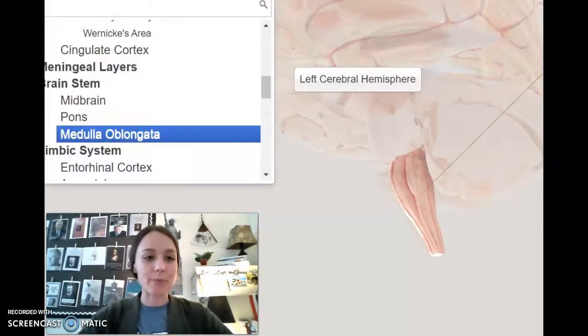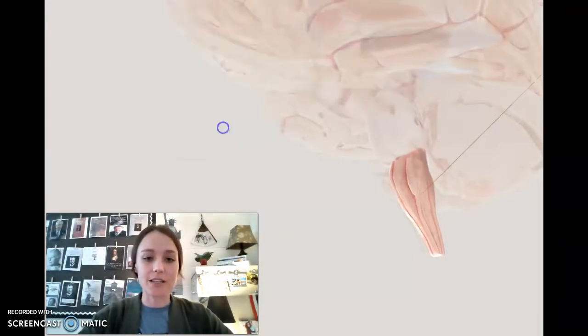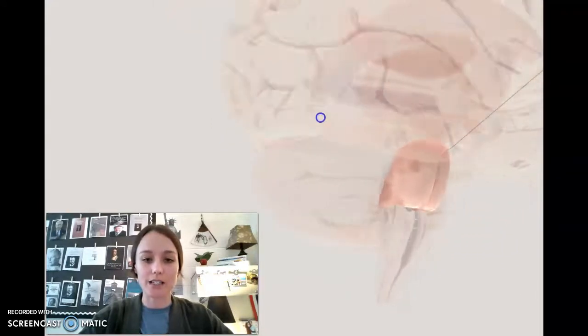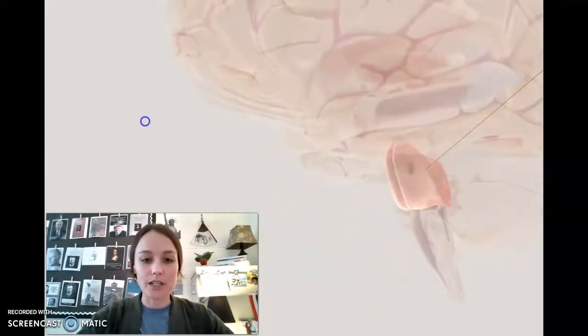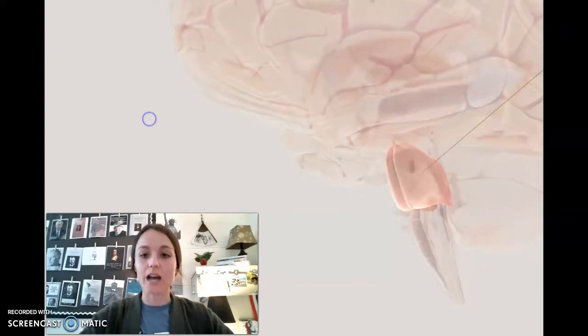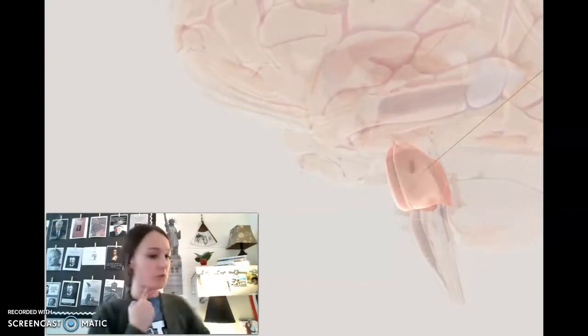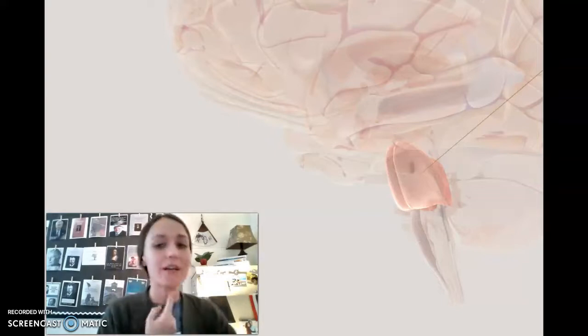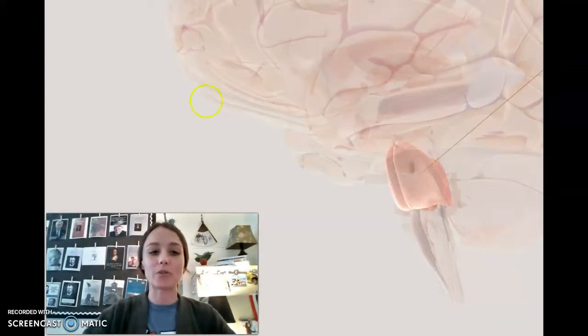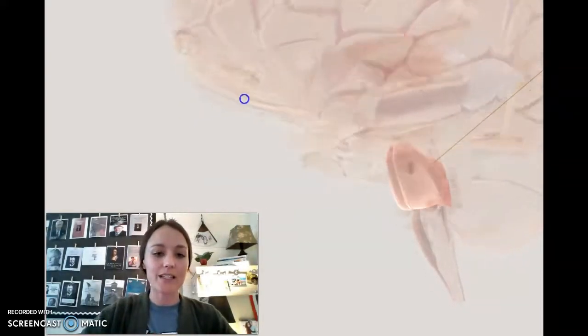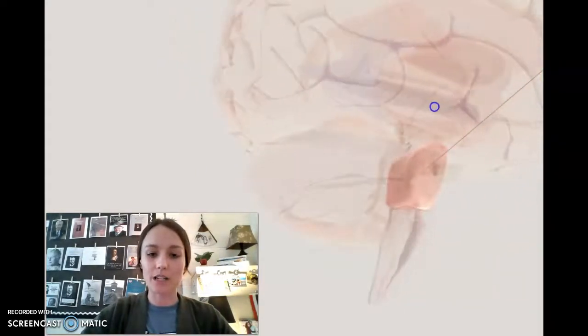The next brain part that my students need to know is the pons, and the pons sits directly on top of the medulla. It's a part of the brainstem, and I think it looks a little bit like an Adam's apple. Like if we were to see this as a throat, I think that pons looks like the Adam's apple. So if you're going to identify it on a diagram, it's that lump on top of the medulla.